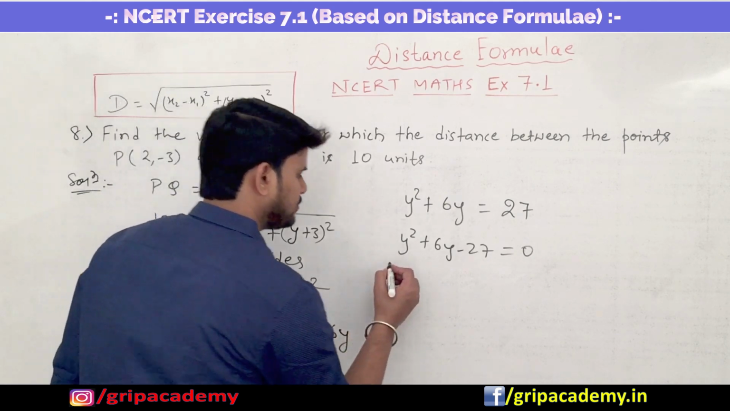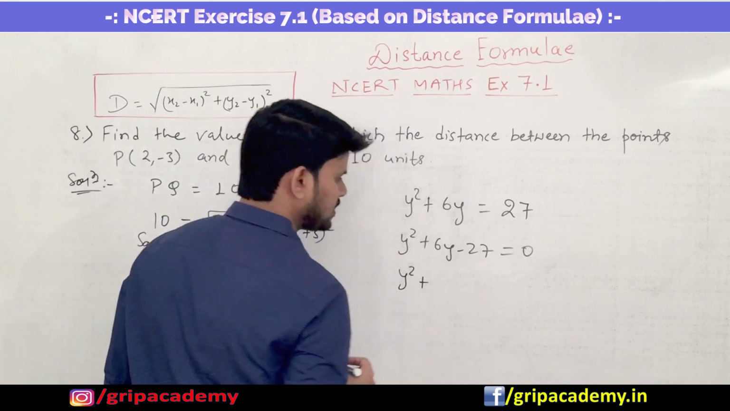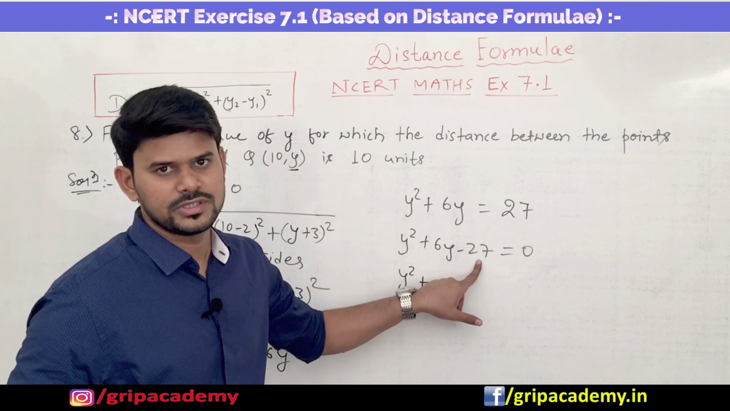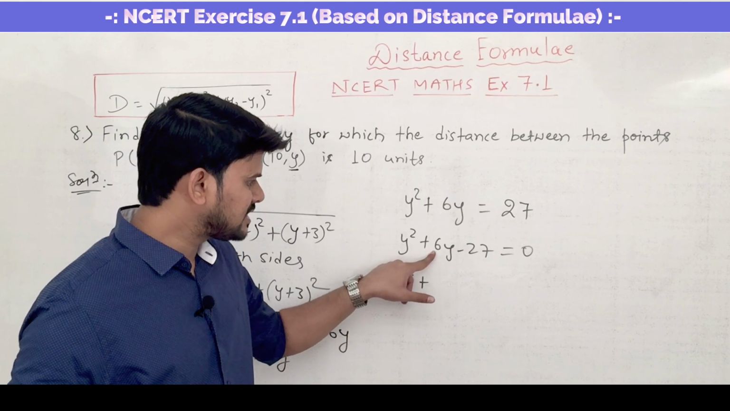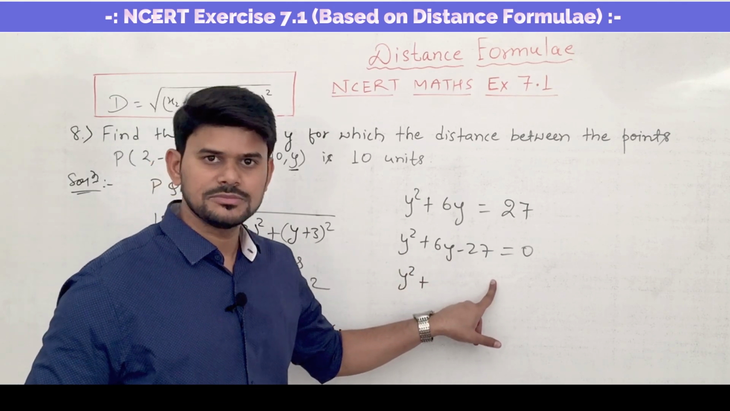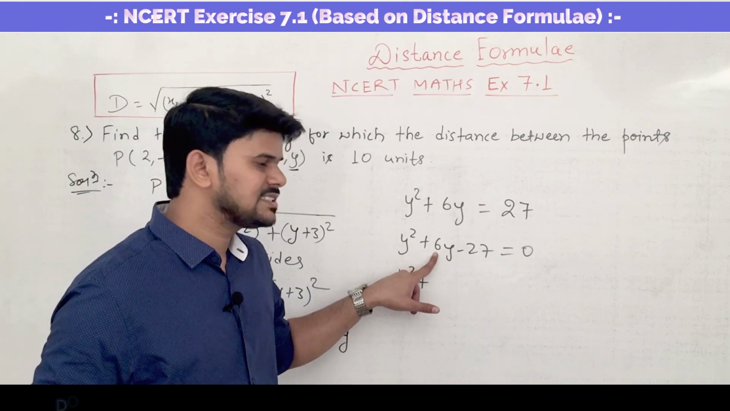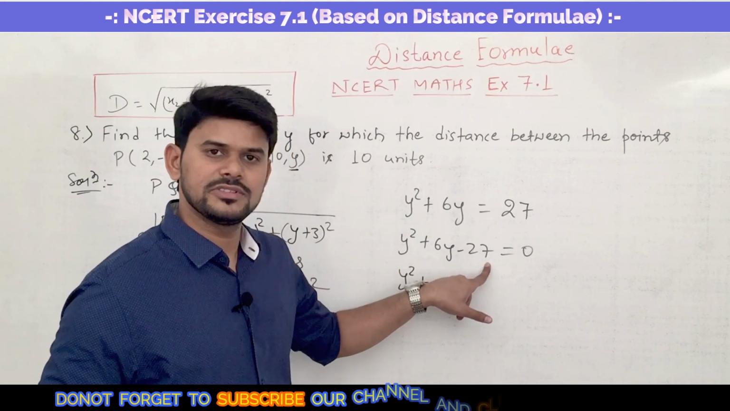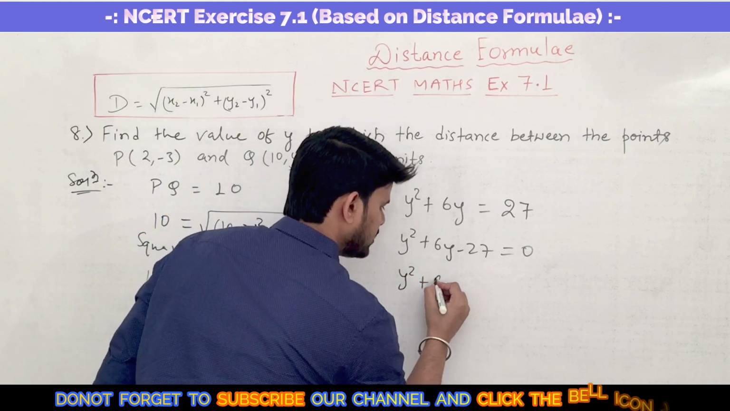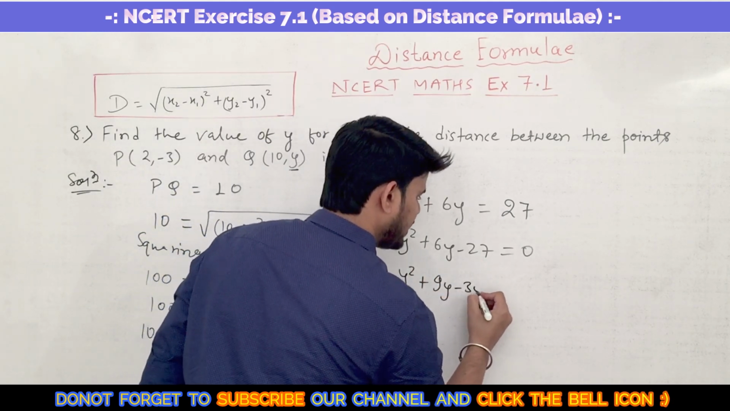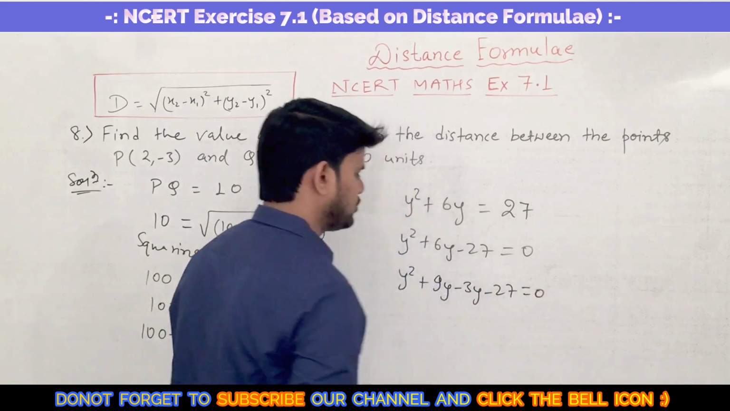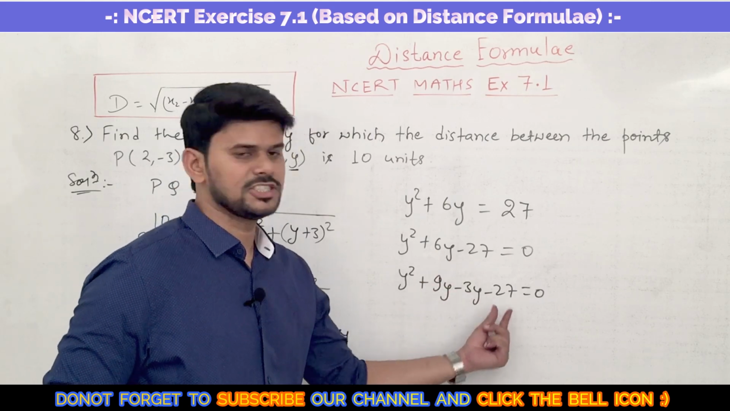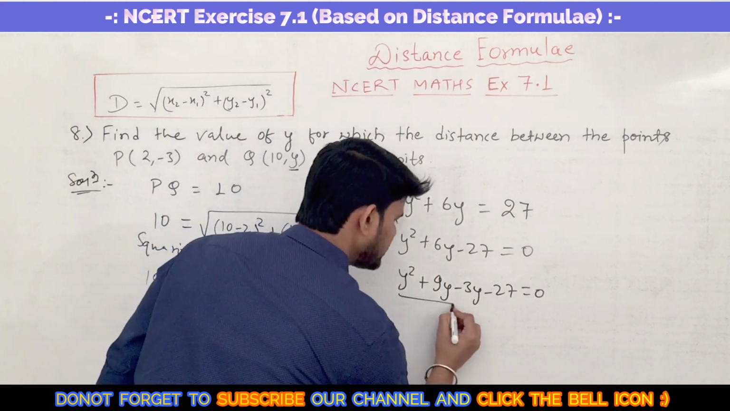So how to break the middle term? Now see here, a is 1, c is minus 27. So we have to break 6 in such a way that the product is minus 27. So can we write 6 as 9 and minus 3? 9 minus 3 is 6 and 9 into minus 3 is minus 27. So we will write 6y as 9y minus 3y, so y square plus 9y minus 3y minus 27 equals to 0. See here, 9y minus 3y is 6y, and 9 into minus 3 is minus 27.